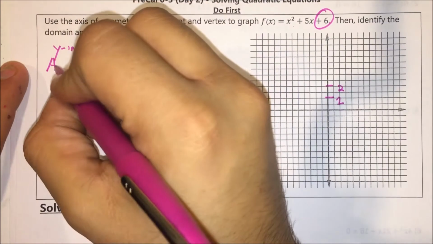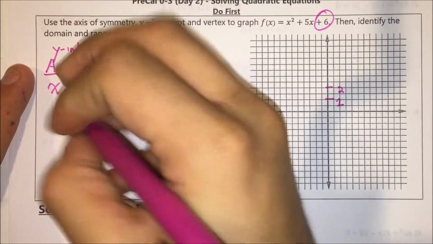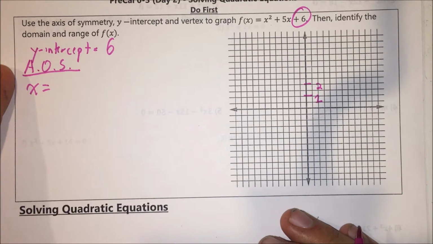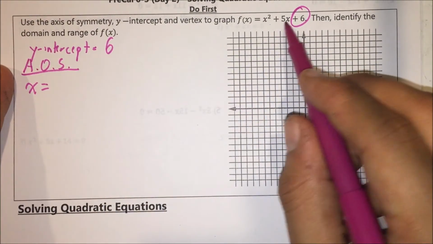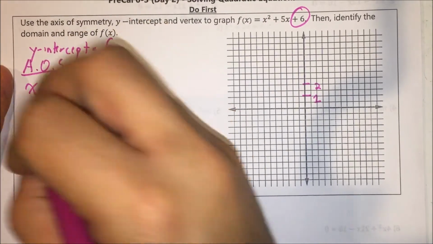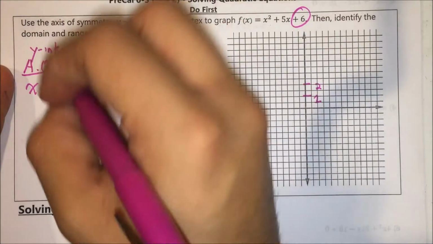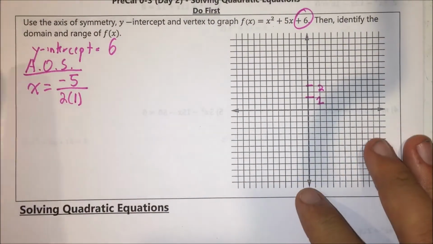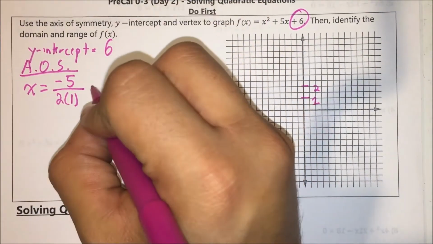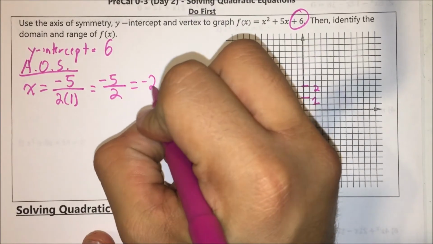Remember that our axis of symmetry, the way we get that is we say x equal to a number will be a line. It is going to be the middle number, 5, and remember we got to put a negative in front of that always, over 2 times, well, there's no number in front of x squared, so that's 1. That's fairly easy because 2 times 1 is just 2, and this is negative 5 over 2, which is negative 2.5.